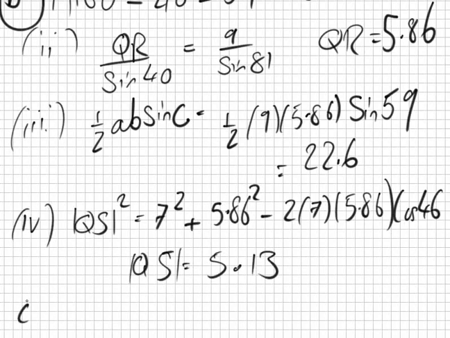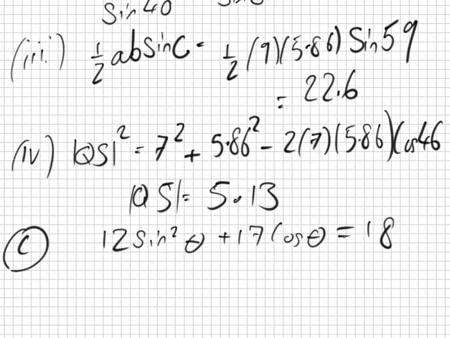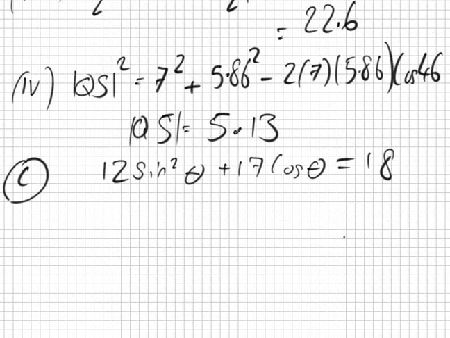12 sine squared theta plus 17 cos theta equals 18, and we want to solve it. So what's the problem with this equation? Cos and sine. Which one do we change? Sine. So what's sine squared equal to?